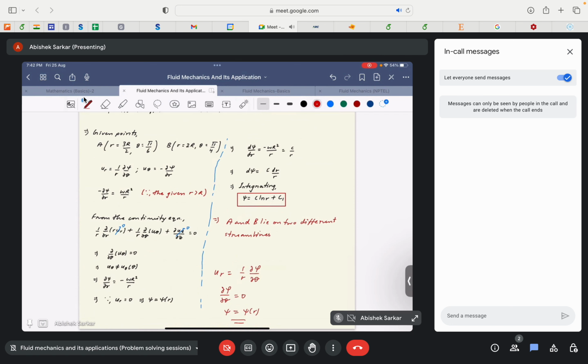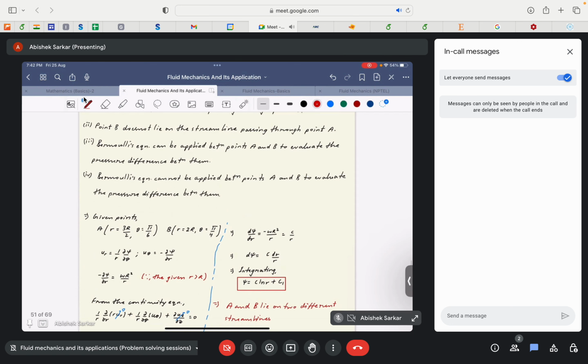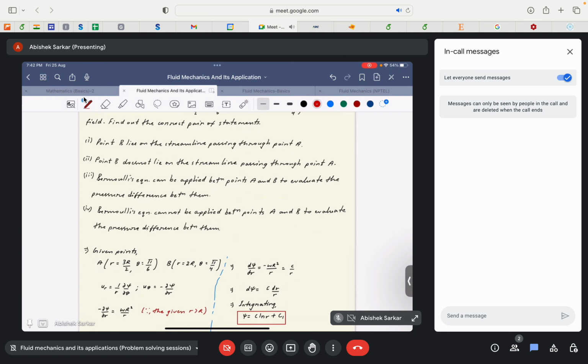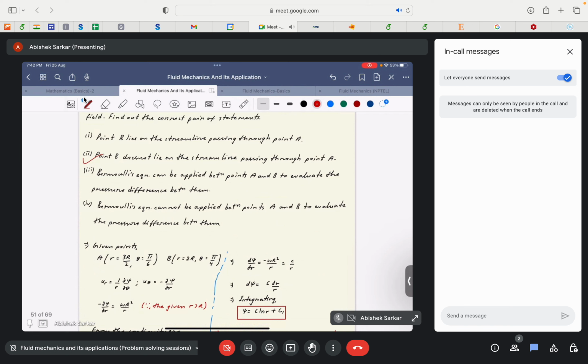Lie on 2 different streamlines. So that's sorted out. So we can tell that point B does not lie on the streamline passing through point A. So this is the first characteristic. Now again we know that Bernoulli's equation is valid only for 2 points that lie on the same streamline.